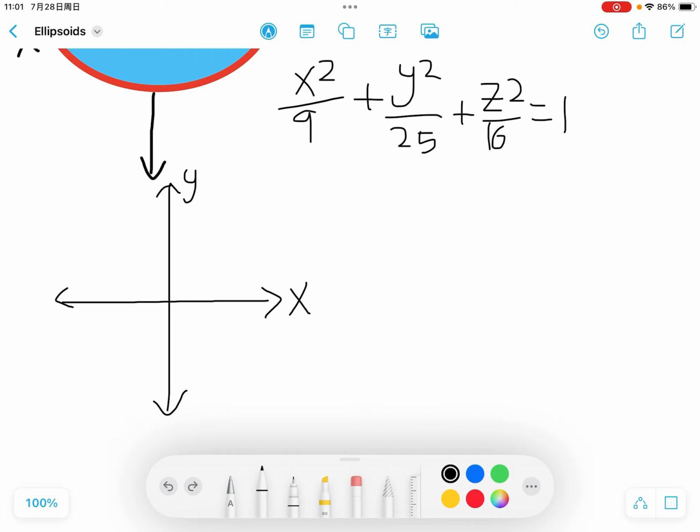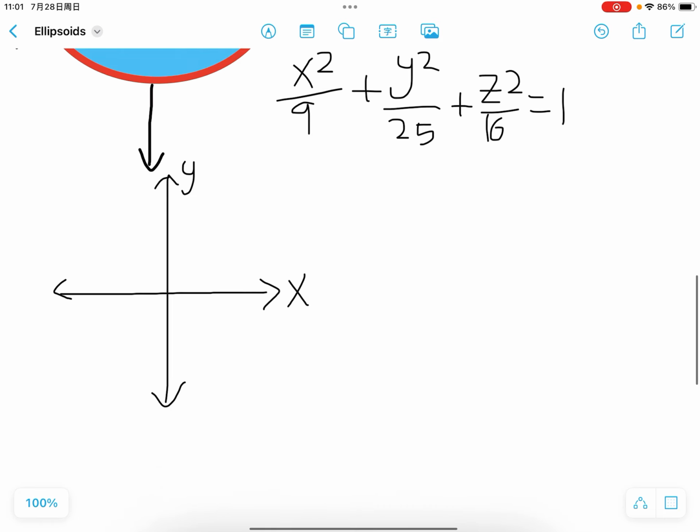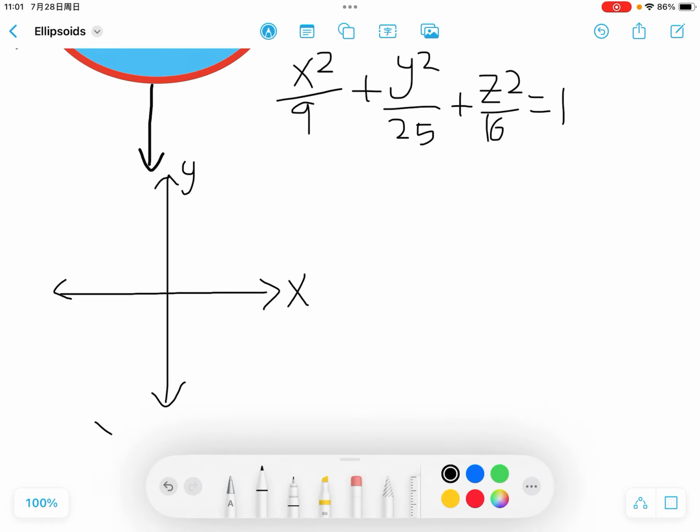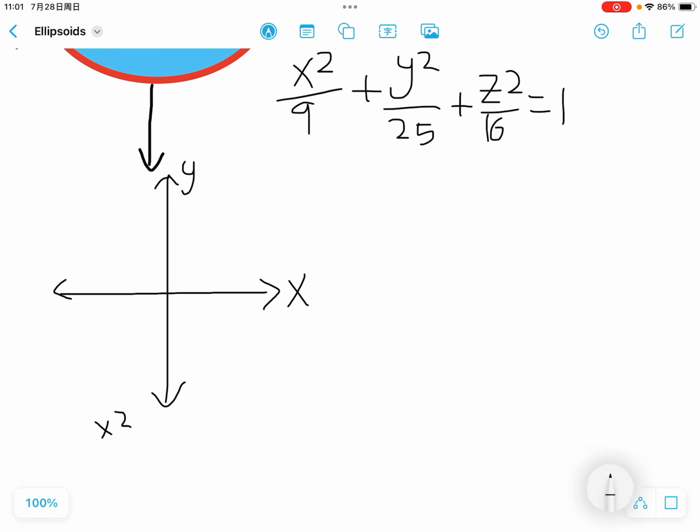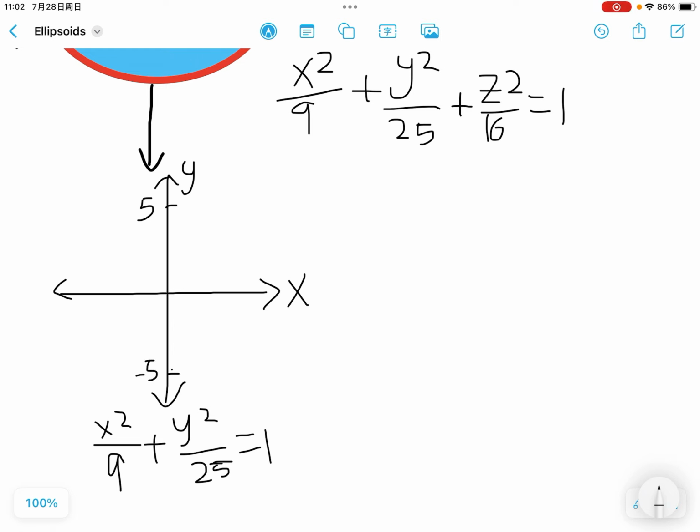So I'm just going to write that here. We have x squared over 9 plus y squared over 25 is equal to 1. And that's an ellipse, right? So that's an ellipse with its major focus here and the minor focus here.